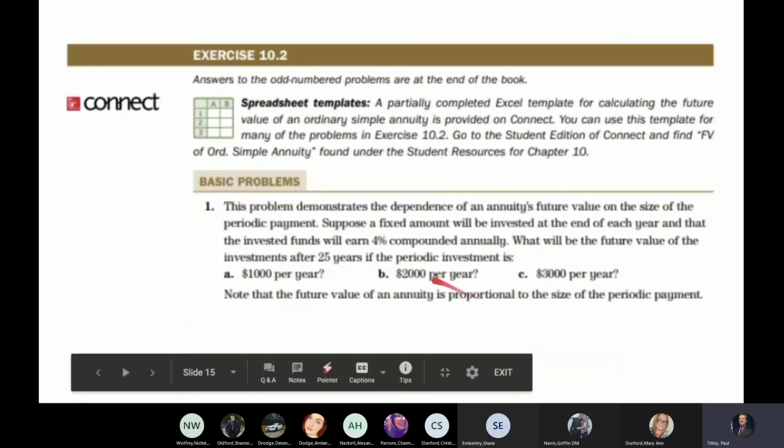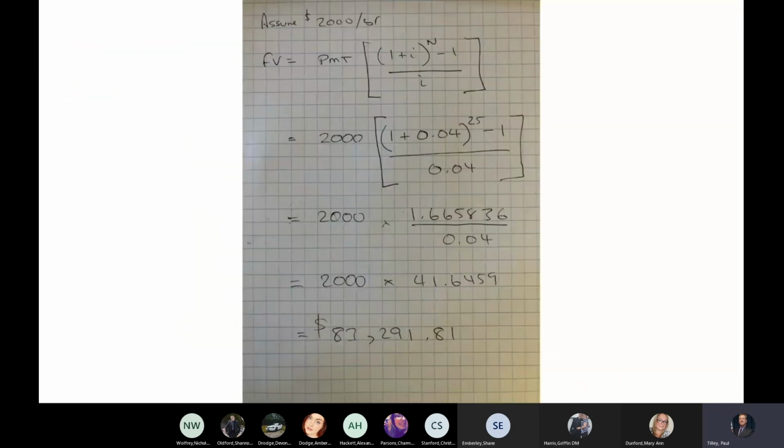The second one is $2,000 per year. Basically, this is how you do it. You assume $2,000 a year. So this is B. You plug the information into the future value formula. Again, it's 4% annually, so that's 0.04, and it's 25 years, so it's 25 payments or 25 compounds, whatever we want to call it. That's 25. You run the numbers on that, and that will come to $83,291.81. What that means is, if you put $2,000 away at the end of the year for 25 years, earning 4%, it would accumulate after 25 years to $83,291.